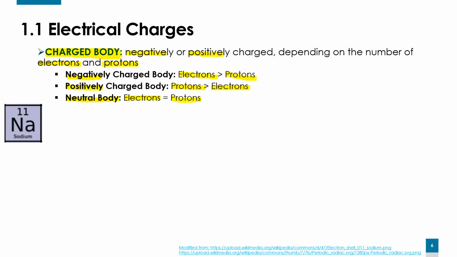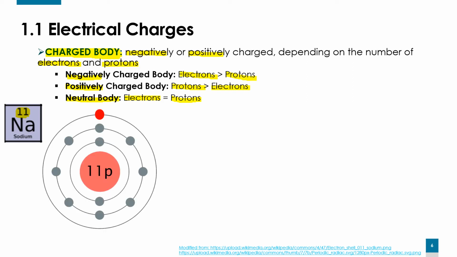So let's do an example. We are going back a little bit to chemistry, but this is really important for you to understand. Let's say we take this element, sodium. From the periodic table, we get this number. Remember, we have two numbers, atomic number and mass number. This is my atomic number. From my atomic number, I know the number of protons and electrons if it's neutral.